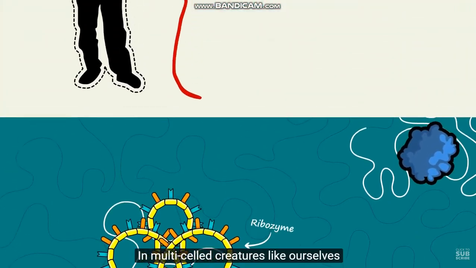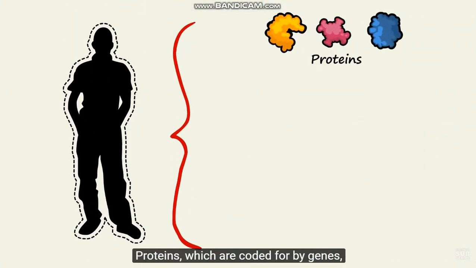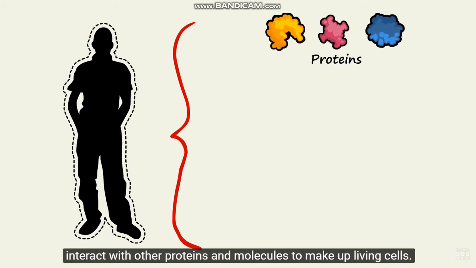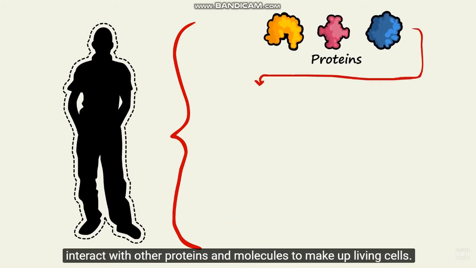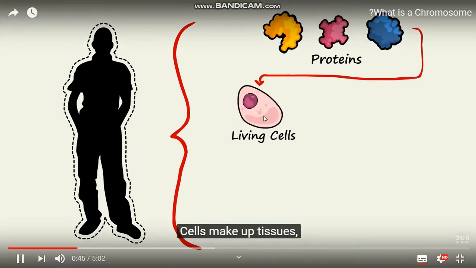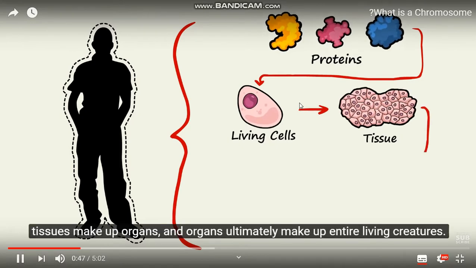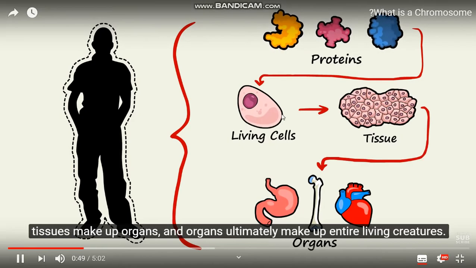In multicelled creatures like ourselves, proteins, which are coded for by genes, interact with other proteins and molecules to make up living cells. Cells make up tissues, tissues make up organs, and organs ultimately make up entire living creatures.